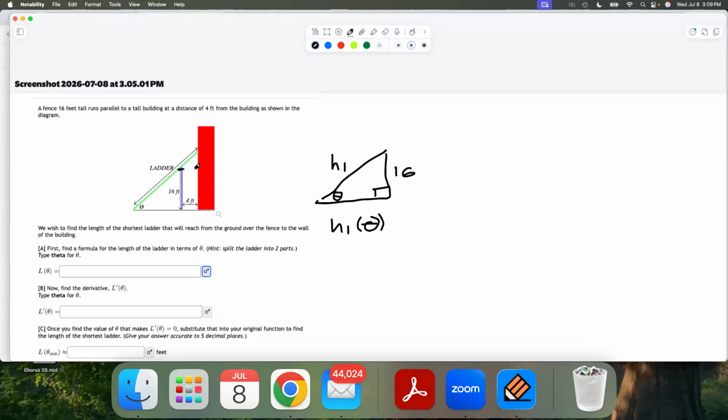Then we're going to build this little triangle here where this is 4. This is again theta. That angle right there will be theta. And we'll call this H2. And again, you'll need to figure out what trig function to use there so that you can write H2 in terms of theta. I'm saying here H2 as a function of theta. Then the total length as a function of theta is just add those together. Oops, H1 plus H2.